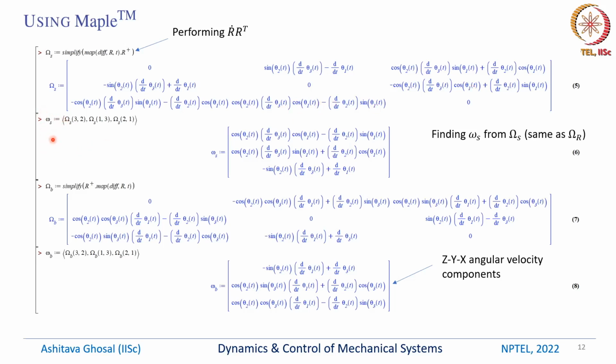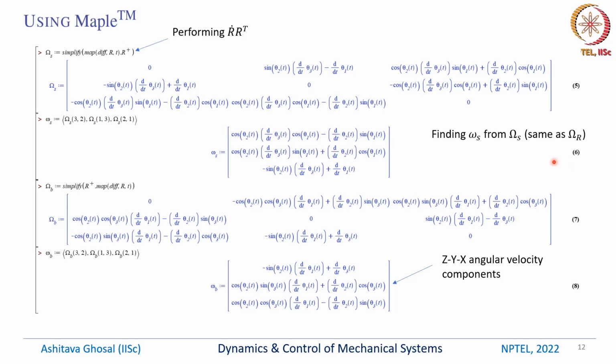So we can extract from this skew symmetric matrix the space fixed angular velocity vector, whose x component is omega 3 2, which is this one here, then 1 3, and then 2 1. This is the z component. So we can obtain all these components, and as soon as you type this, it will come out and show you that these are the components of the angular velocity vector.